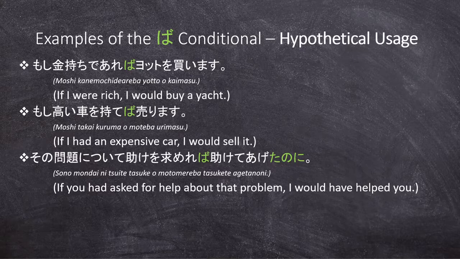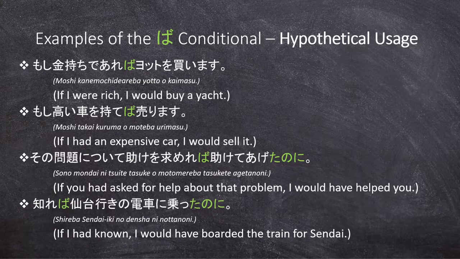As you can already guess, here we are expressing a certain dose of regret over a situation that has happened, because this person in question has not asked for our help regarding a certain problem, although we would have gladly helped that person if he or she had asked for that help in the first place. So you can see here that we have attached noni at the very end of the sentence to signify and to even strengthen that notion of regret. So this is also one of the more common usages of ba.